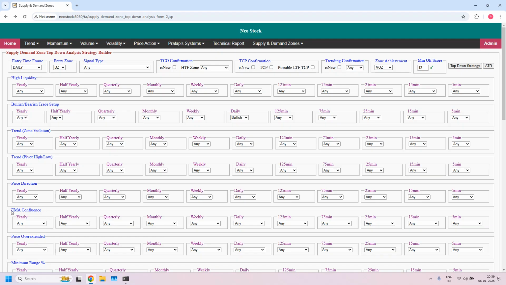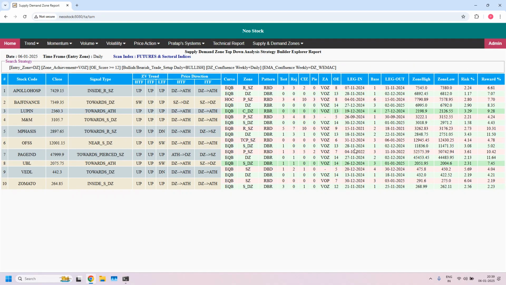So in the EMA confluence at a weekly time frame, because the daily zone is part of weekly, so weekly demand zone having weekly EMA confluence. Now the list has come down to 10. See, it doesn't have any pierced zones in this list, the demand zones. Okay, these are all even more high probability because all these are weekly demand zones.